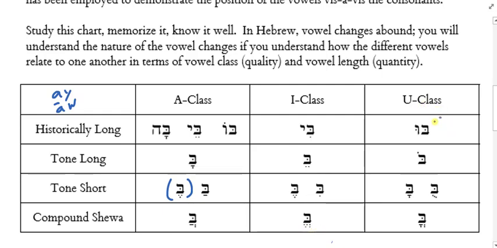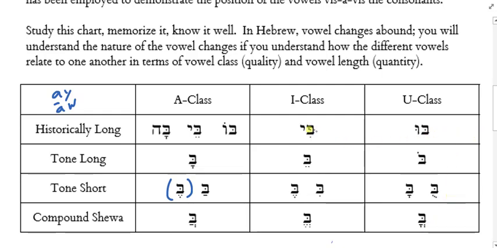And then for the U-class vowels, my historically long U-class vowel is a Shureq, bu. The tone long is a Holam, bo. The tone short is Qibbuts or Kametz Qatuf, bu or bo. So if a Holam ever had to go short, it could go to either one of these. And then my compound sheva is the Hataf Kametz Qatuf. I've got the Kametz Qatuf element in this Hataf pointing. So those are the vowel classes.